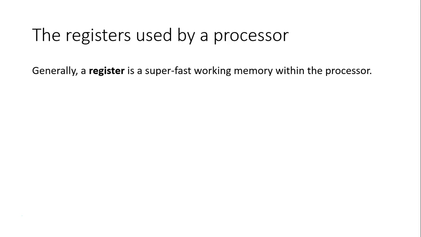So a register is a super fast working memory within the processor. Now, one key thing you need to make sure is that you state this is within the processor, because another type of super fast memory is cache. So you need to indicate that you know that registers are within the processor, otherwise you could be confusing this with cache, which is another type of super fast memory.